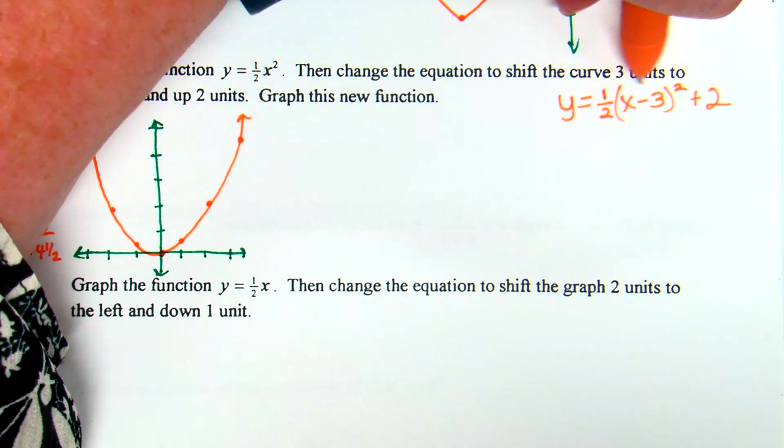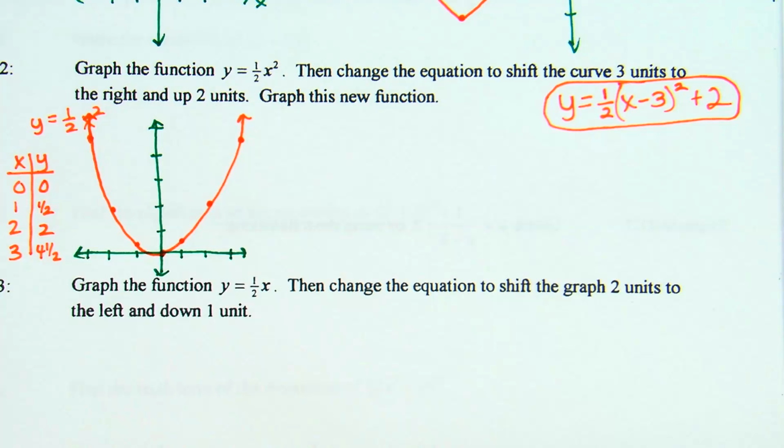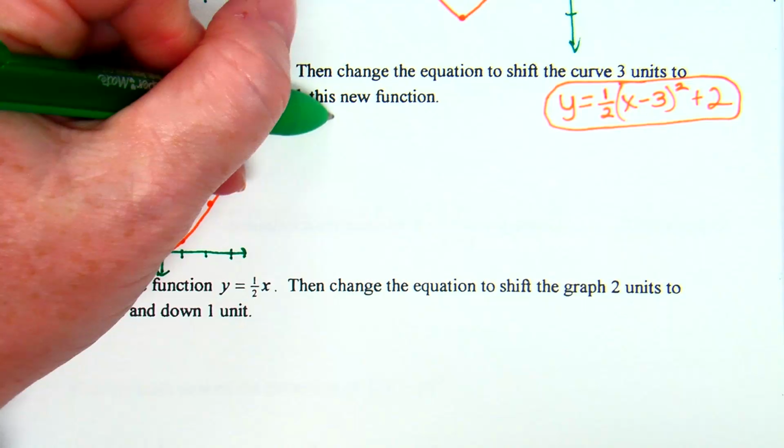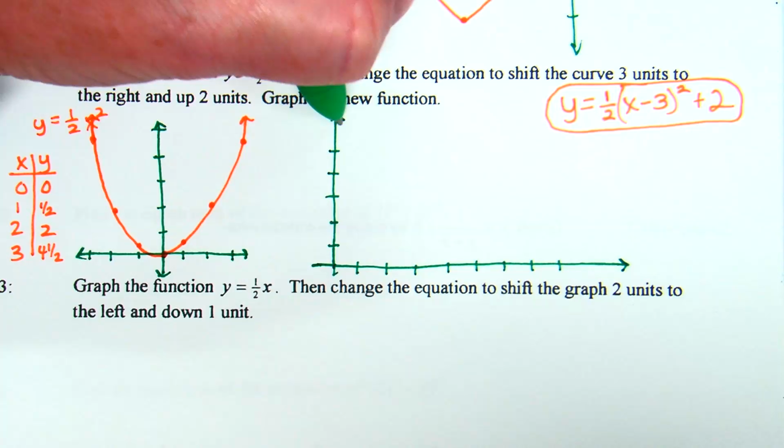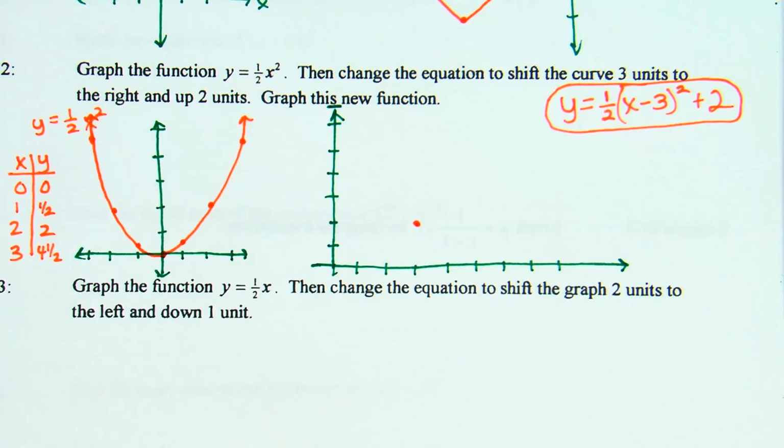Okay, so that is the new function, and we graph this. Basically just need first quadrant for the most part. So instead of centering at 0, 0, it's going to center at 3, 2. If you wanted an XY chart here, now that we know 3 is my centering point, you would plug in numbers like 4 and 5 and 1 and 2. Numbers on either side, right?